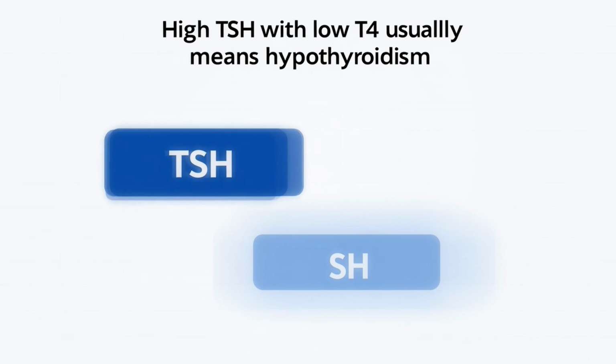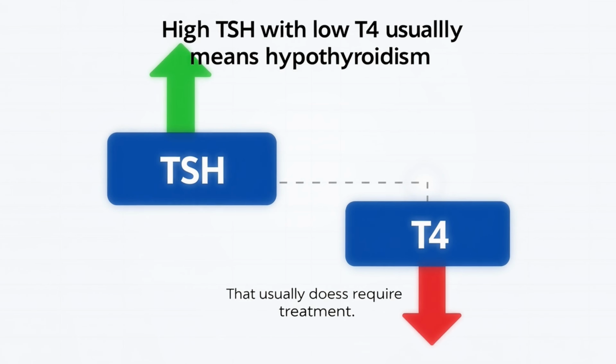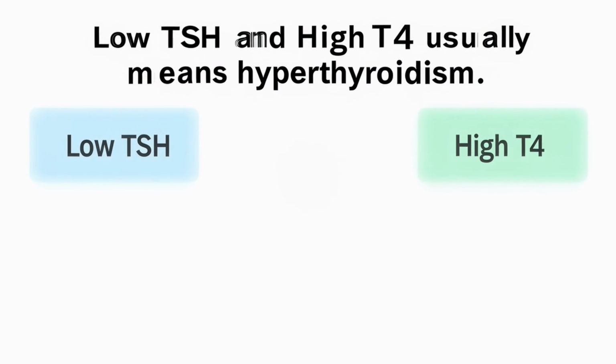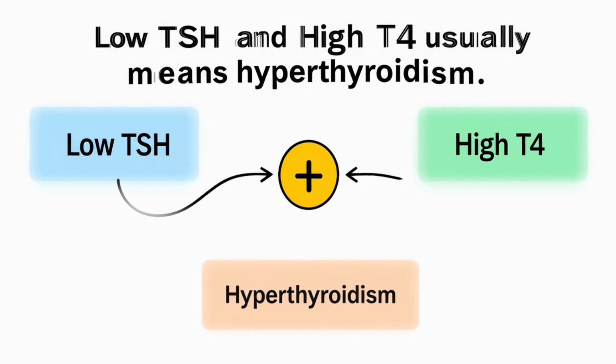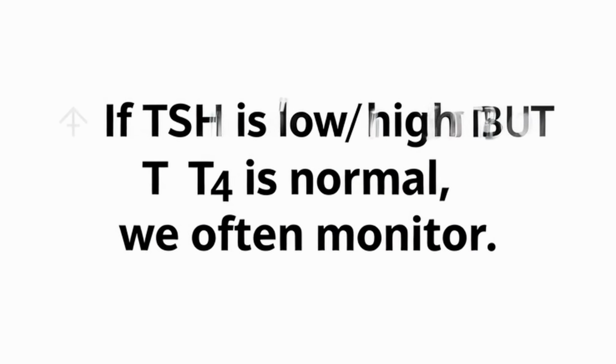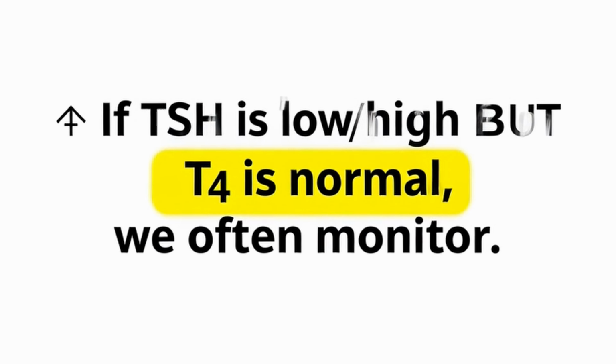High TSH with low T4 usually means hypothyroidism. That usually does require treatment. Low TSH with high T4 usually means hyperthyroidism. That also requires medical assessment and often treatment. If TSH is abnormal, but T4 is normal, we often monitor before treating.